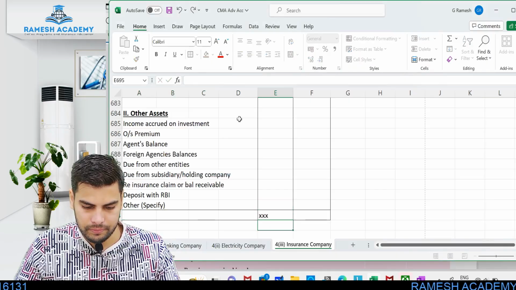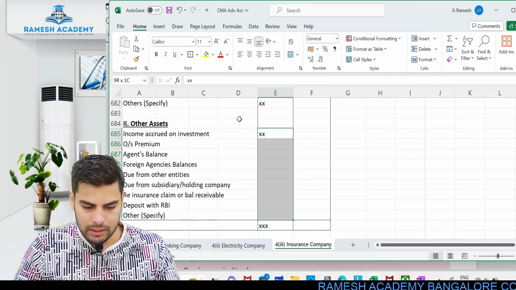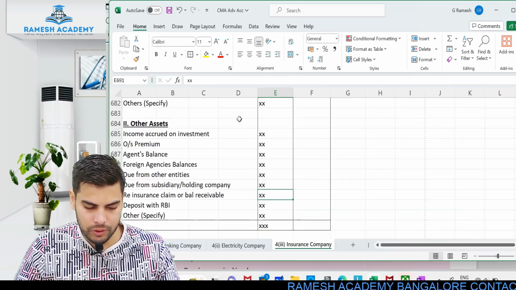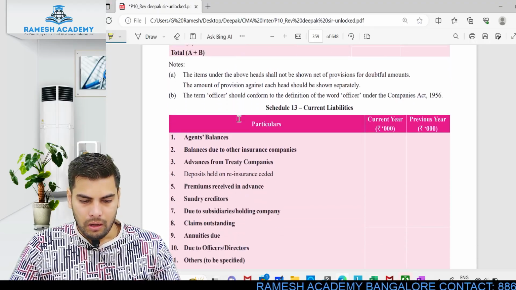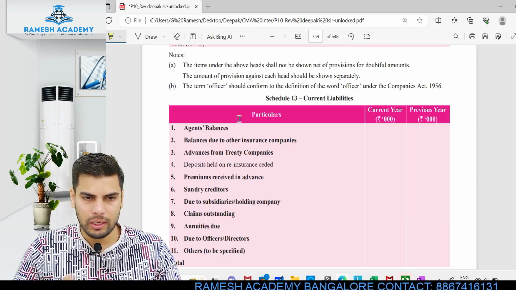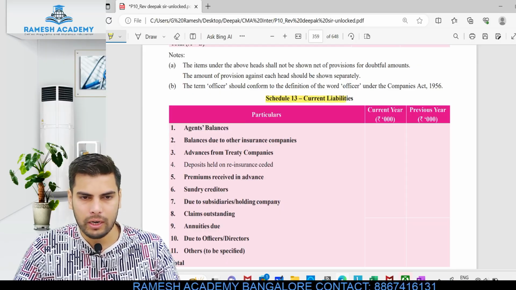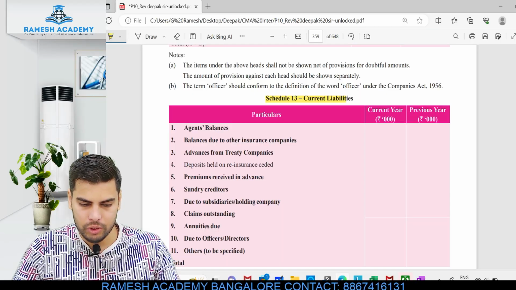Easy. Hope you guys understood this, and I don't think there's any confusion relating to the same. Alright, so let's move on to the next schedule, that is schedule 13. Schedule 13 is relating to your current liabilities. All your current obligations or current liabilities will be shown over here.